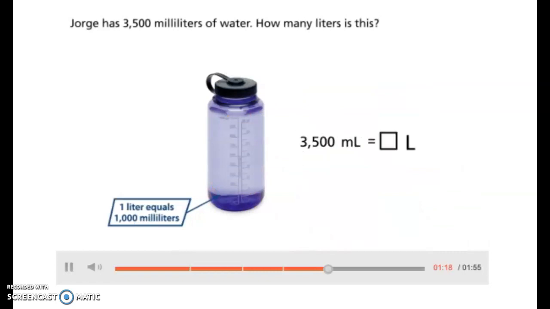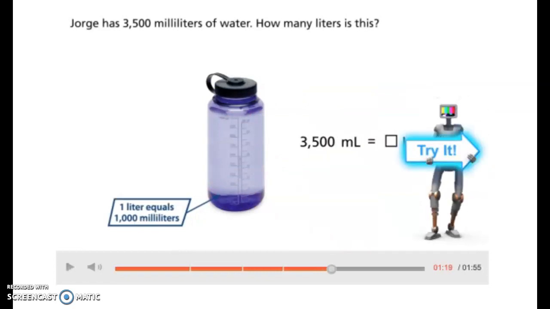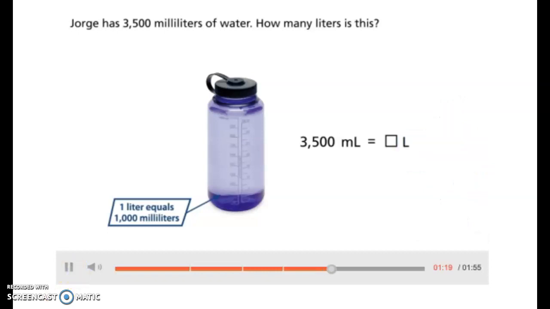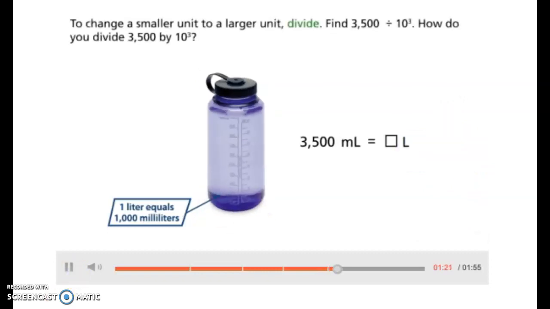Jorge has 3,500 milliliters of water. How many liters is this? To change a smaller unit to a larger unit, divide. Find 3,500 divided by 10 to the third power.